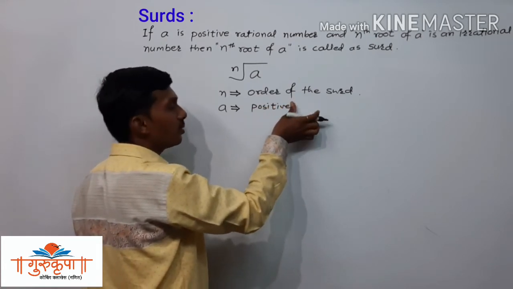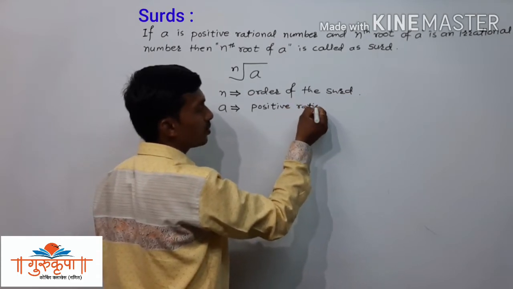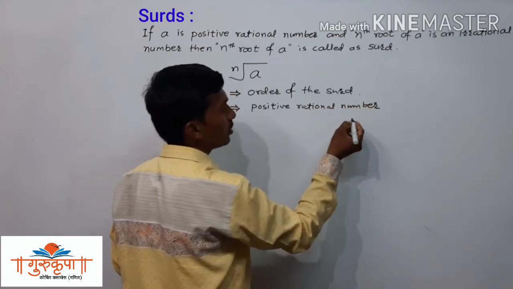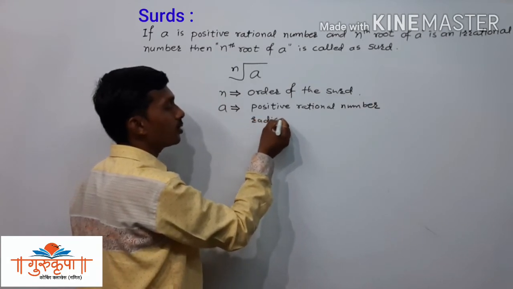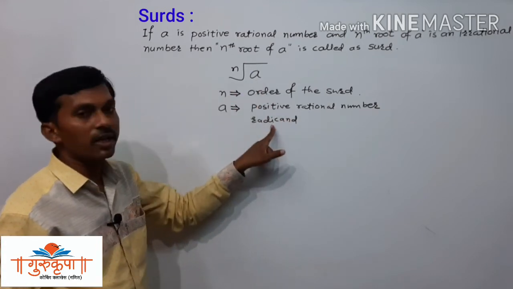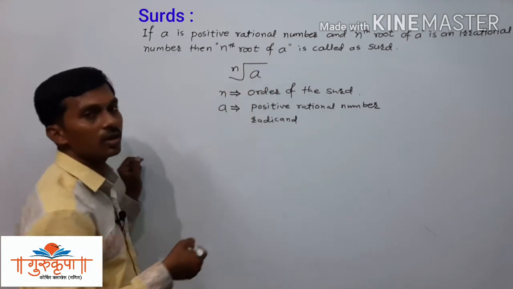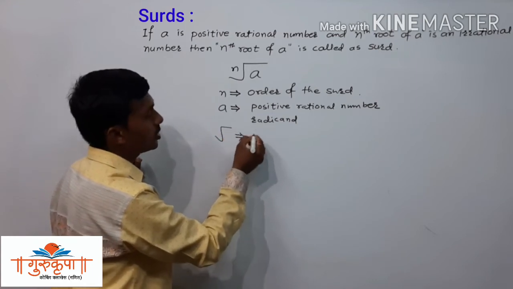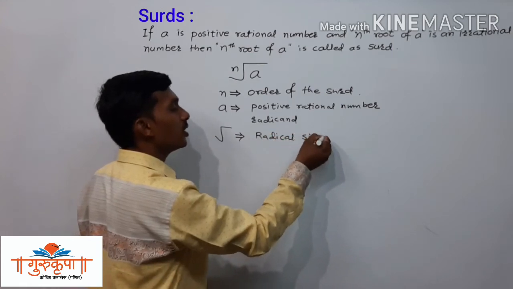A is a positive rational number which is called the radicand. That is a very important word. Here a is called the radicand, and this symbol is called the radical sign. It's very important.